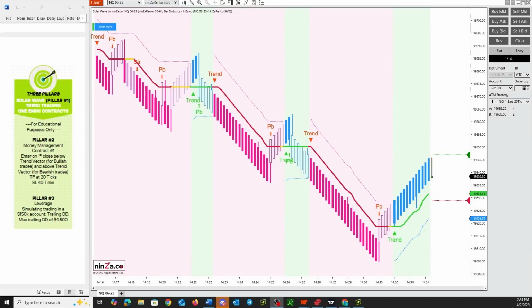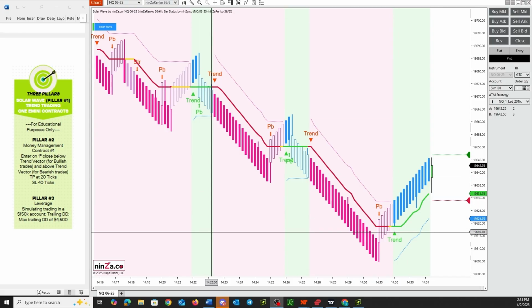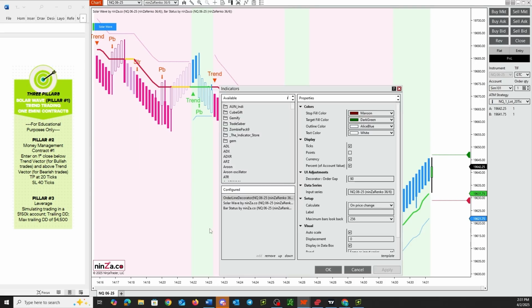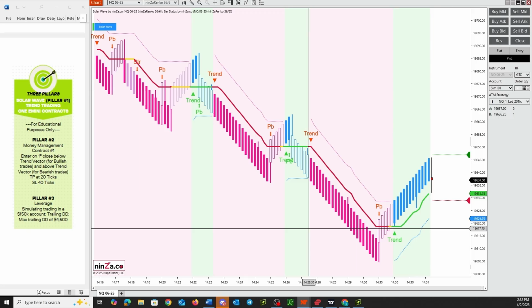Alright, there we go. Welcome to the afternoon session. We're going to be trading the Solar Wave indicator from NINZA, and today we're going to configure it so that it's in scalping mode. We're using a 36.6 NINZA bar chart. We've got the settings on the indicator set to half the normal size, so the offset multiplier trend is 1 and the multiplier stop is 2. That just tightens up the trend vector and the trail. That's all that does.